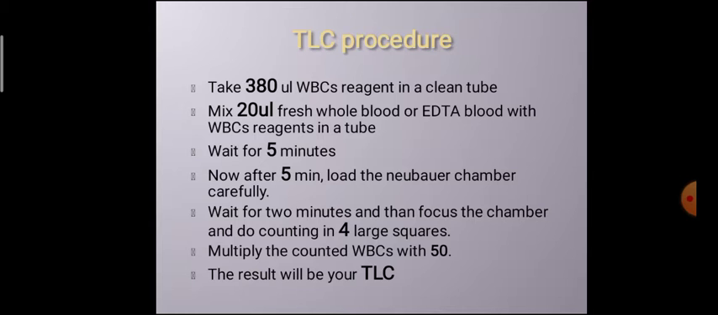Wait for 5 minutes. After 5 minutes, load the Neubauer chamber carefully. After loading the Neubauer chamber, we wait for 2 minutes and then focus the chamber and do counting in 4 large squares. We count the WBCs in the 4 recommended large squares. After counting, we multiply the counted WBCs by 50 and the obtained value will be the TLC.